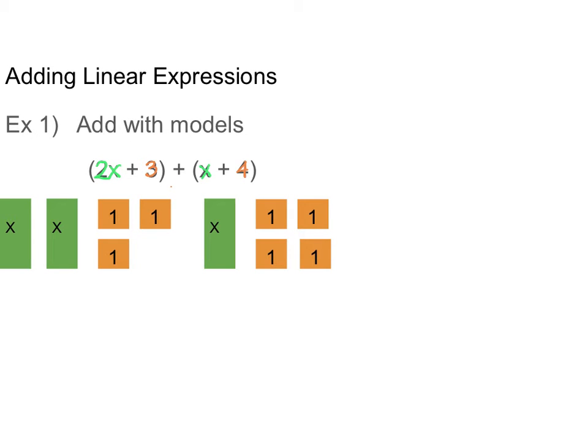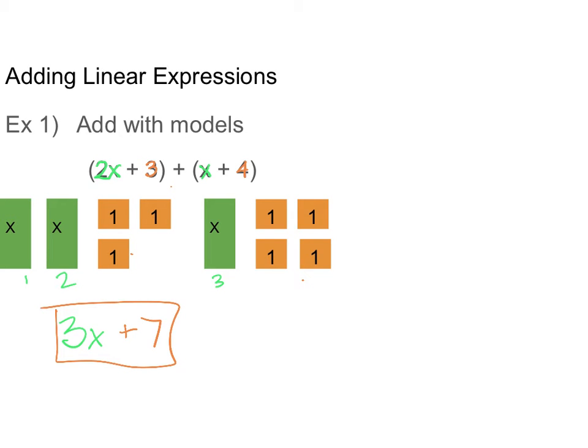So now all I have to do is combine my like terms, because really what I have is how many x's? Well, I have 1, 2, 3. So I have 3 x's. So I'm going to put 3x. And then how many constants do I have? So I have 3 here plus 4 more is 7. So I have 3x plus 7.